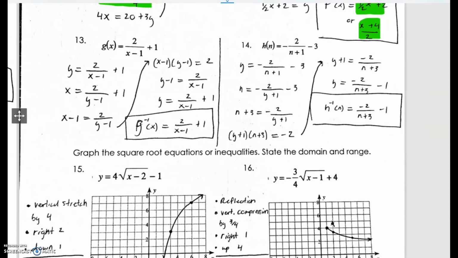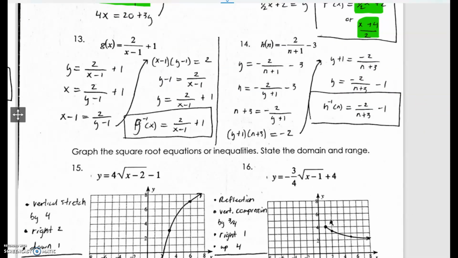Alright, number 13, same thing. So, go ahead and replace the g of x with the y. Switch the x and the y, and then solve for the new one. This one's very similar to the one from the homework that we would do from that section when we talked about inverses. So there's quite a few there if you need more practice.